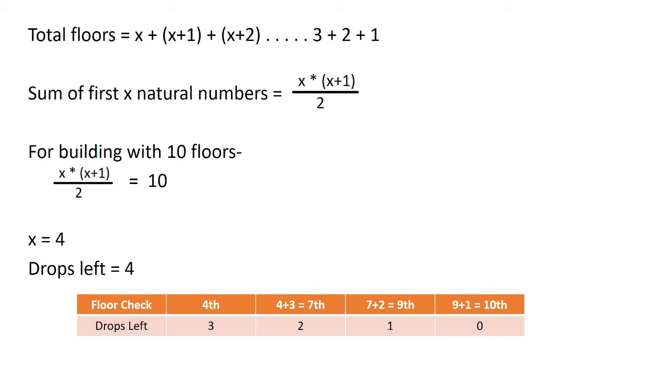For a building with 10 floors, if we equate the equation to 10, we will get x equal to 4. It means in the start we have 4 drops left. So the first attempt will be made from the 4th floor. If the egg breaks, we can check the lower 3 floors with the 3 drops which we are left with. If the egg did not break, we can make our second attempt from 4 plus 3, that is the 7th floor. And in subsequent manner, we are able to reach up to the 10th floor, which is the highest floor.